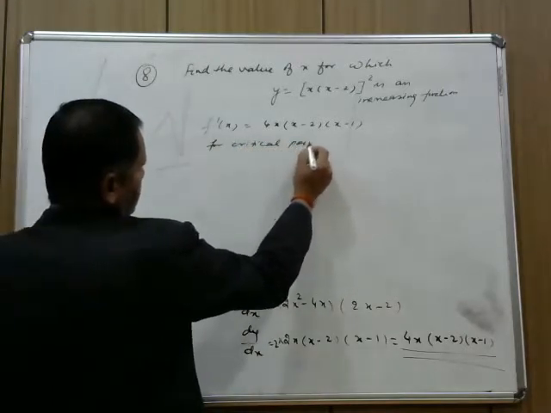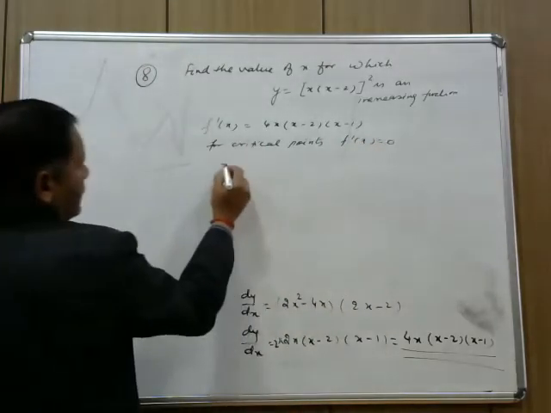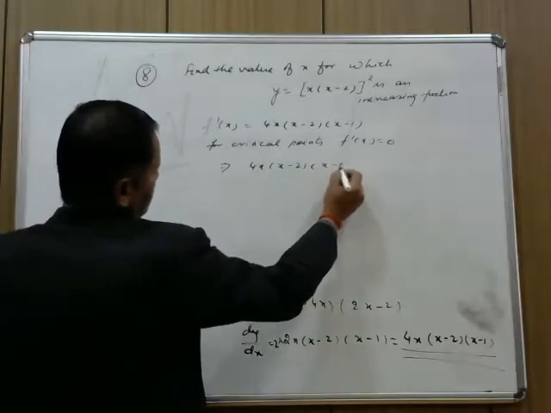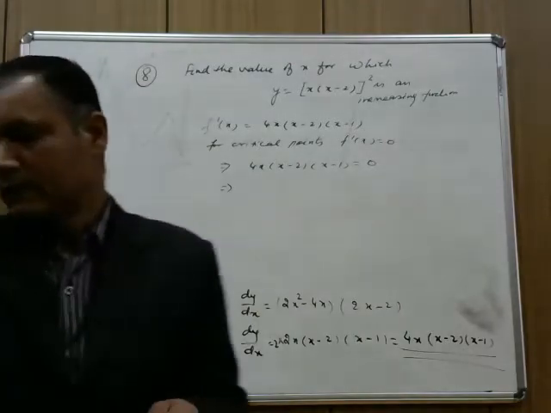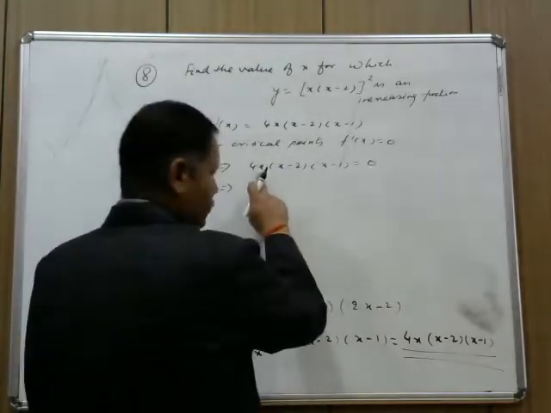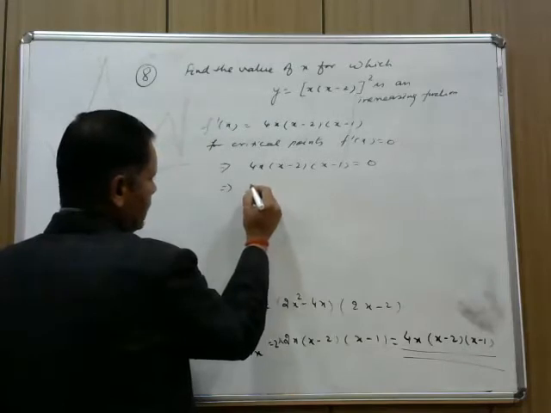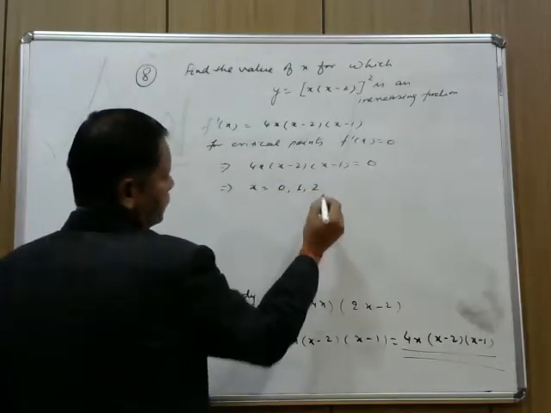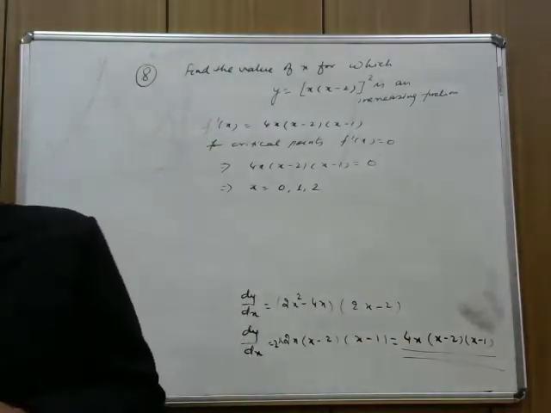for critical points f dash of x is equal to 0, it implies that 4x into x minus 2 into x minus 1 equal to 0. It implies that x will be equal to 0, x will be equal to 1 or x will be equal to 2. That's why x is equal to 0, 1 and 2. There are 3 critical points, 0, 1 and 2.